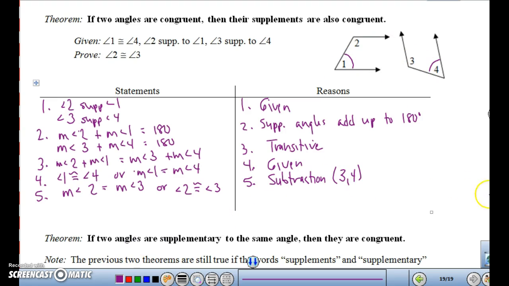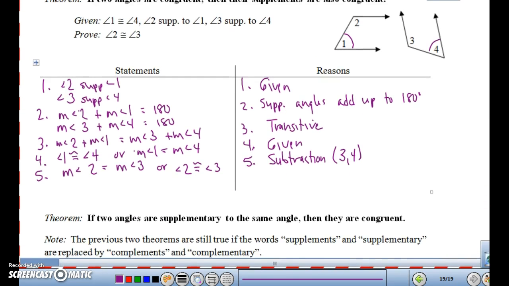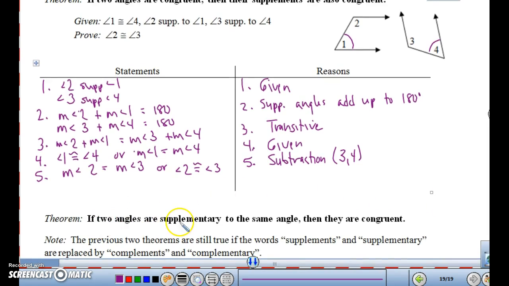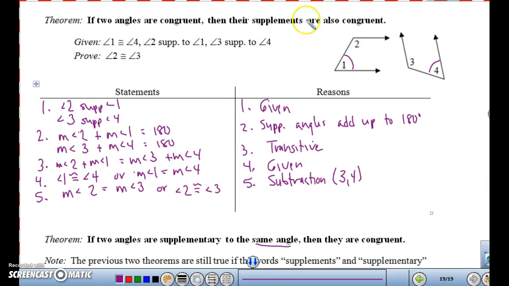Now, this also works if you're supplementary to the same angle, they are congruent. If two angles are supplementary to the same angle, they are congruent. So for example, if you had two angles that are both supplementary to a 50-degree angle, they would both have to be 130, right? So they would have to be congruent. So if they're supplements of the same angle, they are congruent, or if they are supplements of congruent angles, they are congruent.